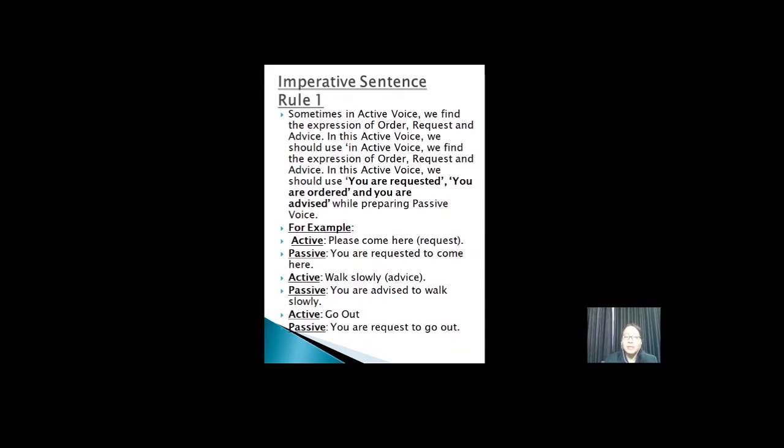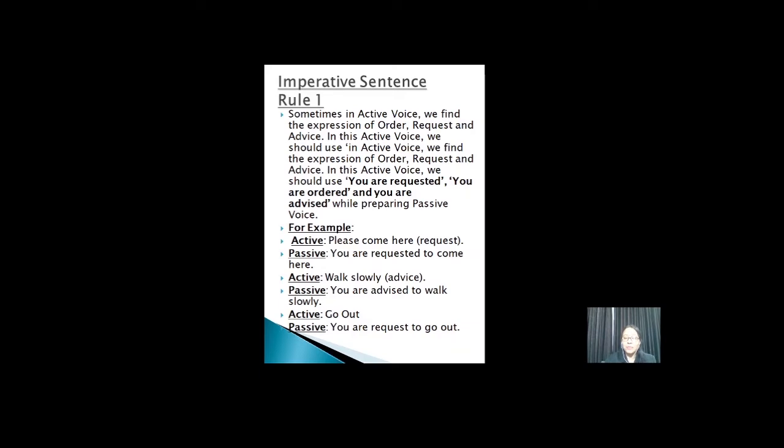Now we have another one, imperative sentences. As you know, students, in imperative sentences we always find expressions of order, request, and advice. So in active voice we find expressions of order, request, and advice. Here we can use "you are requested," "you are ordered," "you are advised" while preparing passive voice.